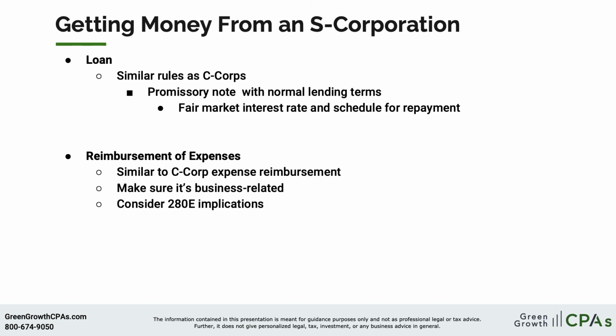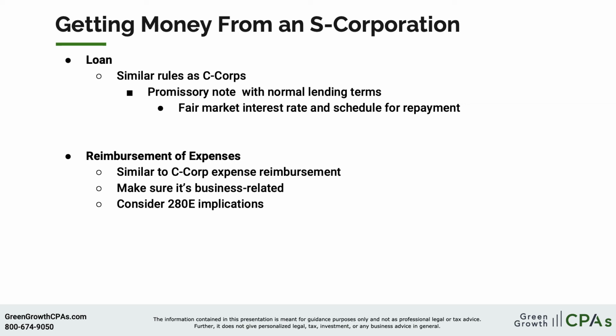And lastly, you have also reimbursement of expenses. Now, S-Corp shareholders can also have business-related expenses reimbursed to them similar to a C-Corp, and the same considerations. Make sure it's business-related, it's not personally related, and make sure you have 280E in consideration when you're making particular reimbursement requests, and to see if you can allocate that to cost of goods sold.